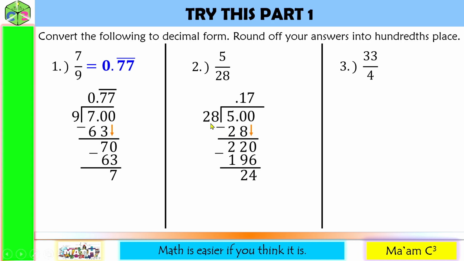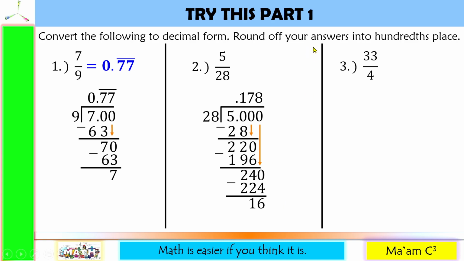24 is less than 28. Let us add again another 0 and bring it down. We have 240. How many 28s can we form in 240? We can form eight 28s. 8 times 28 is equal to 224. Let us subtract. 240 minus 224 is equal to 16. There is no pattern here, but this process will never stop.